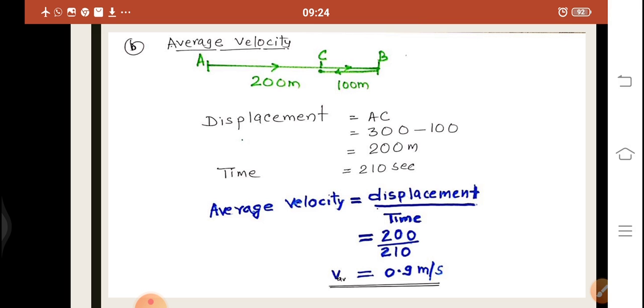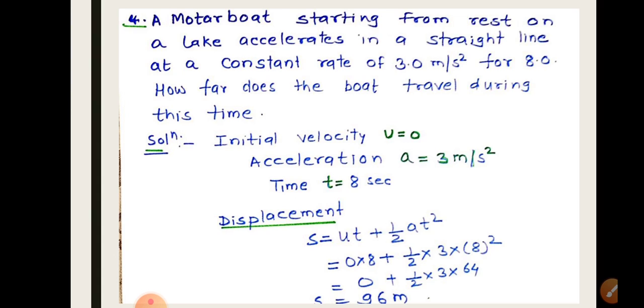Now the next question. A motor boat starting from rest on a lake accelerates in a straight line at a constant rate of 3 meter per second square for 8 seconds. How far does the boat travel during this time? Now everything is given in the question. Initial velocity 0, acceleration 3 meter per second square, time is 8 seconds.